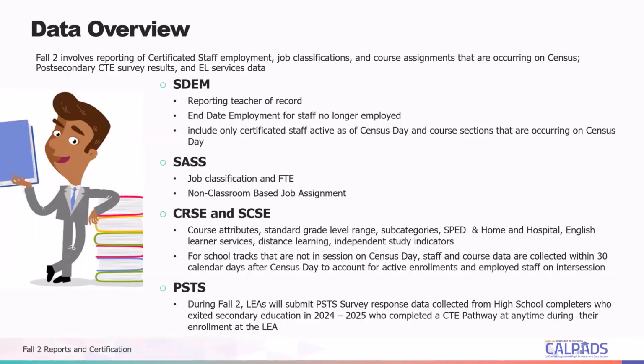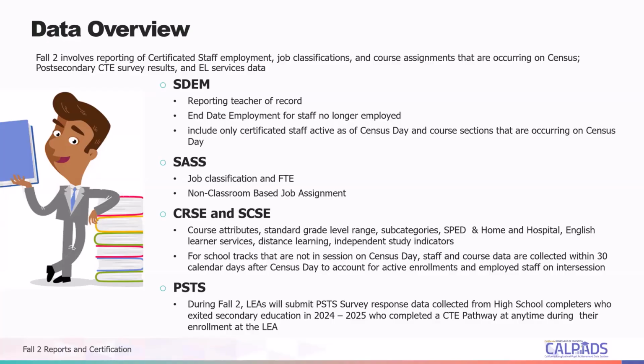So you're generally going to submit 5 files for Fall 2. 4 of these files are related: your staff demographic, your staff assignment, your course, and your student course section enrollments are related. The data builds off each other. It's relevant to this year. The post-secondary status file, PSTS, is submitted in Fall 2 based on the survey results for students that completed last year. So that file is not related to the other 4 files, all right?